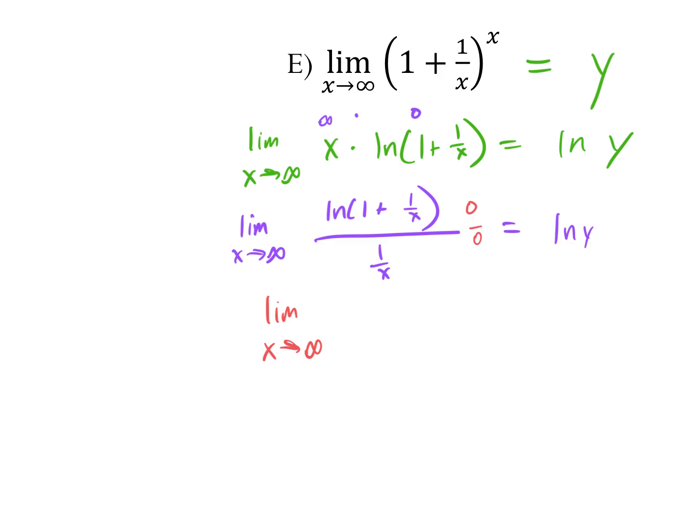What is the derivative of the natural log of 1 plus 1 over x? Let's start with the first part of it: 1 over 1 plus 1 over x, times the derivative of 1 plus 1 over x, which is negative 1 over x squared. It's the same idea. What are we going to do to the bottom? Take the derivative of 1 over x. What is the derivative of 1 over x? Negative 1 over x squared. And now those things cancel out.